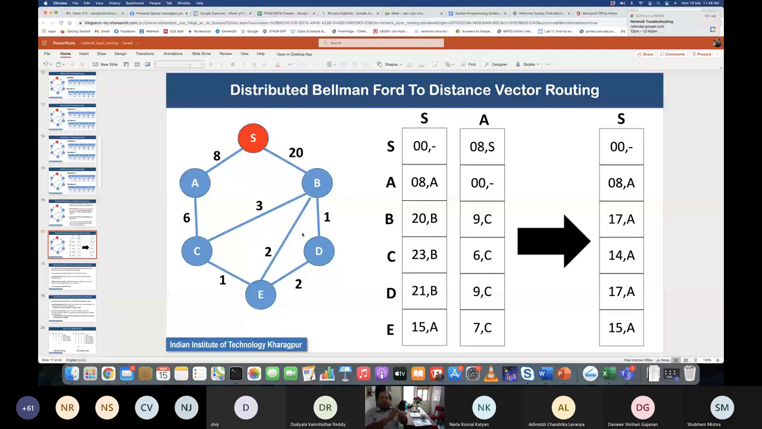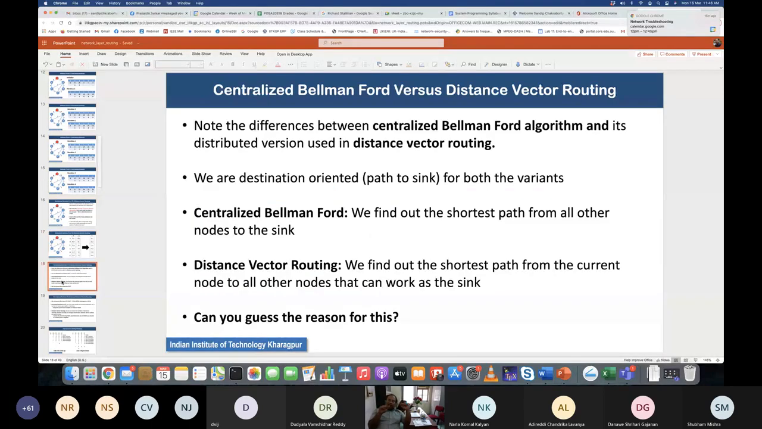Okay. Now, if I compare the centralized version of the Bellman-Ford algorithm versus the distributed version, in both versions we are destination oriented. So we are finding out the paths towards C. But in the centralized Bellman-Ford algorithm, we find out the shortest path from all other nodes to C. In the distance vector routing protocol, we are doing just the reverse. We are finding out the shortest path from the current node to all other nodes.